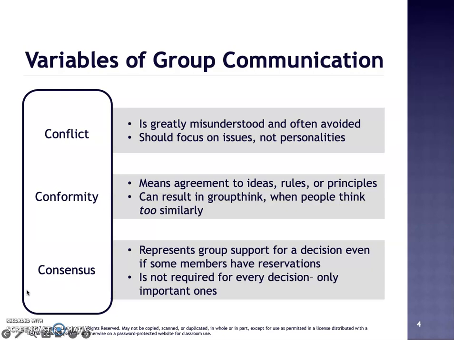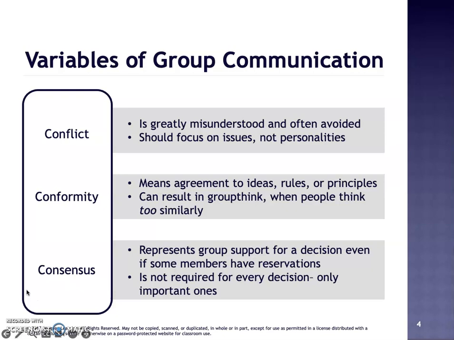The next variable is conformity. This means agreement to ideas, rules, or principles. This can sometimes result in something called groupthink, when people think too similarly. Okay? We don't want to just agree with an idea because the rest of the group agrees with it. If you have something different to say that you think is going to add value to what your group is discussing, then say it and add that value.